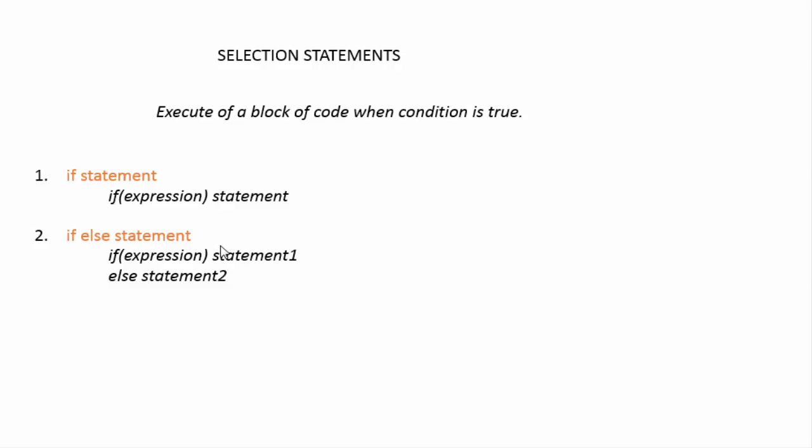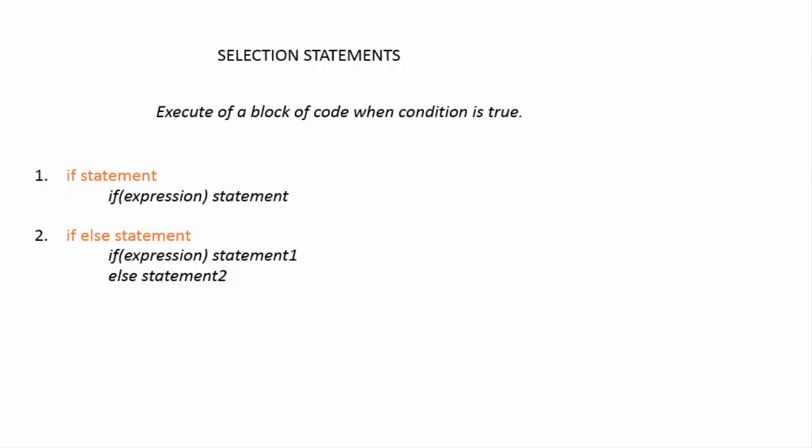Unlike the if statement that had no else, so it used to execute the remaining lines of code. So suppose your expression is true, it will execute statement 1 and then skip this else part and go to the remaining part of the program. If the expression is false, then it will execute statement 2 and then go to the remaining part of the program.